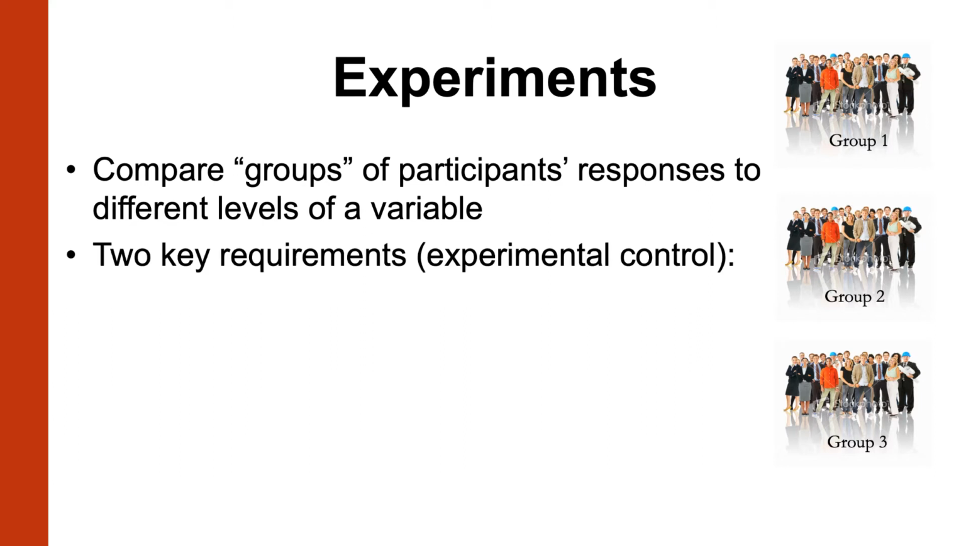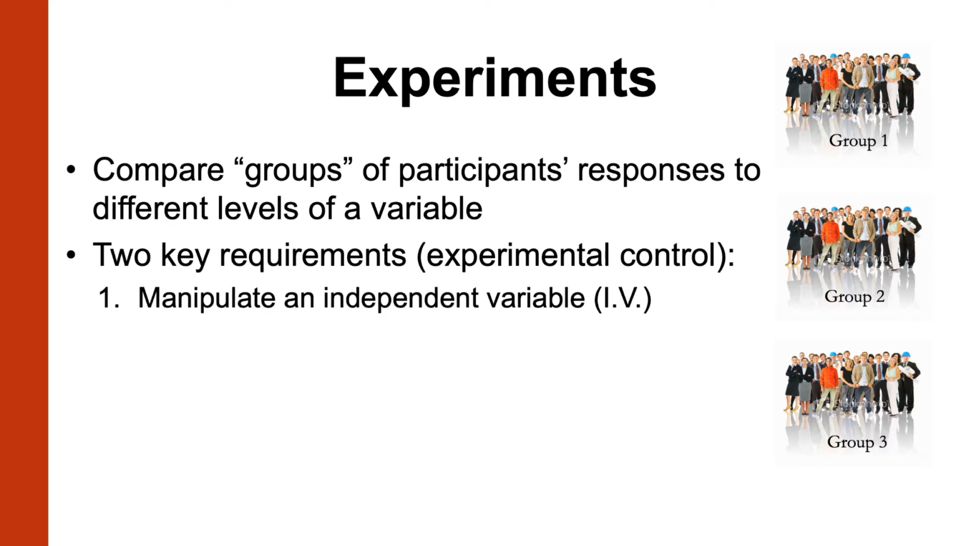There's 2 really important things that have to be present in an experiment, and that is you need to be able to manipulate your independent variable. The variable that you think is causing an effect on the dependent variable has to be controlled, and it has to be manipulated so that different experimental groups get different levels of that variable.